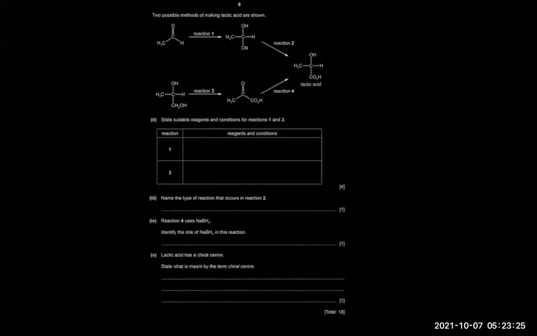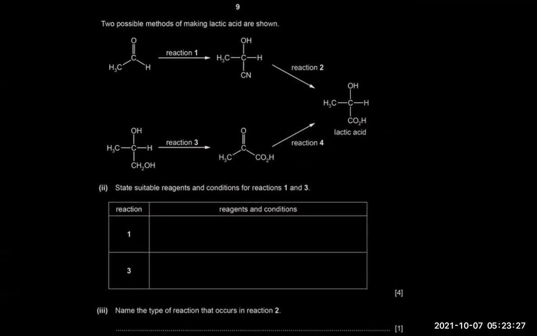Two possible methods of making lactic acid are shown. Suggest suitable reagents and conditions for reactions 1 and 3. So in reaction 1, we're first converting the aldehyde to a hydroxynitrile and then we're making lactic acid in reaction 2. So in reaction 1, which reagent do we need to convert the aldehyde to a hydroxynitrile? HCN aqueous in excess, NaCN or KCN aqueous. That's the catalyst.